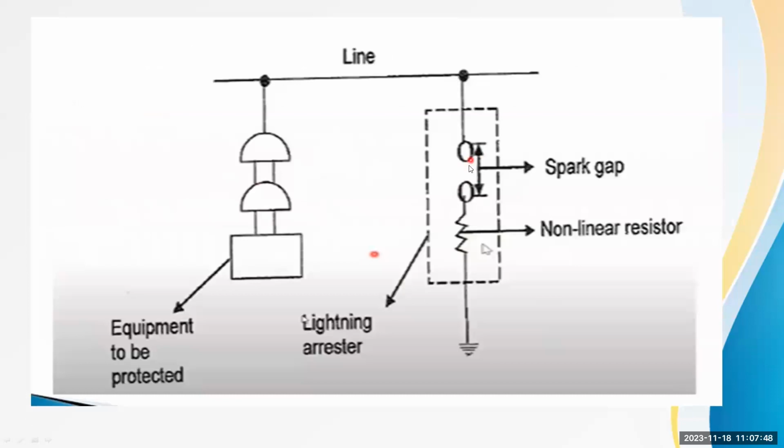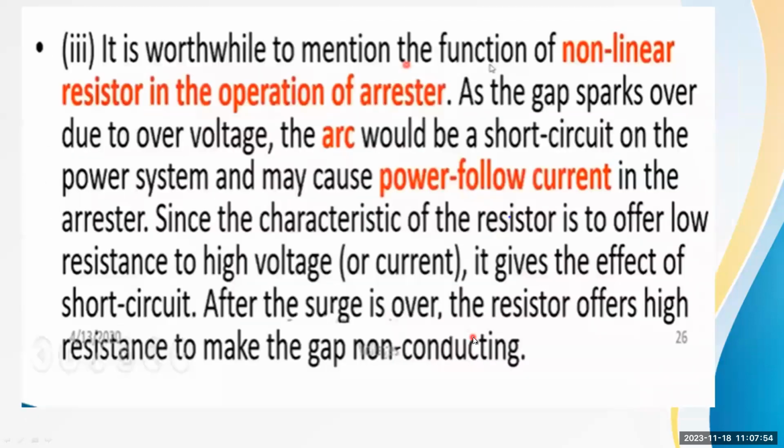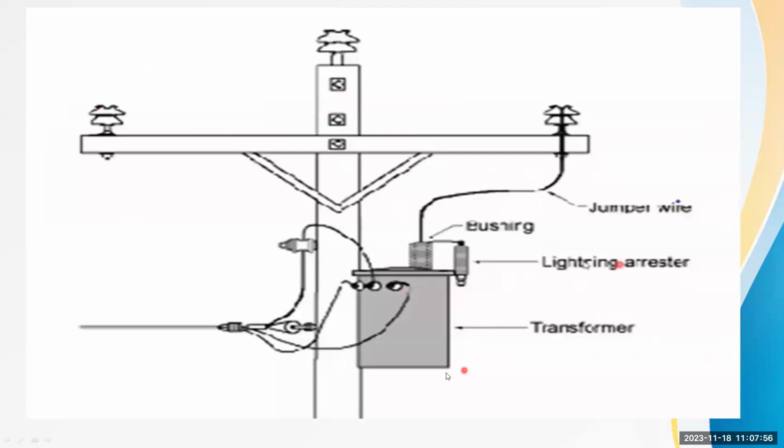The lightning arrestor is placed near the equipment, and this is the operating principle of the lightning arrestor. This lightning arrestor protects the transformer from lightning and also switching surges. Here is the lightning arrestor, the jumper wire and the bushings. These are the bushings of the transformer.